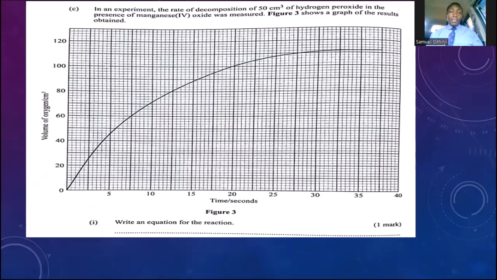Part C, you are given that graph. Remember, you're talking about the same thing, the decomposition of hydrogen peroxide. Volume of oxygen against time. You can see the graph there. So we write the equation for that.